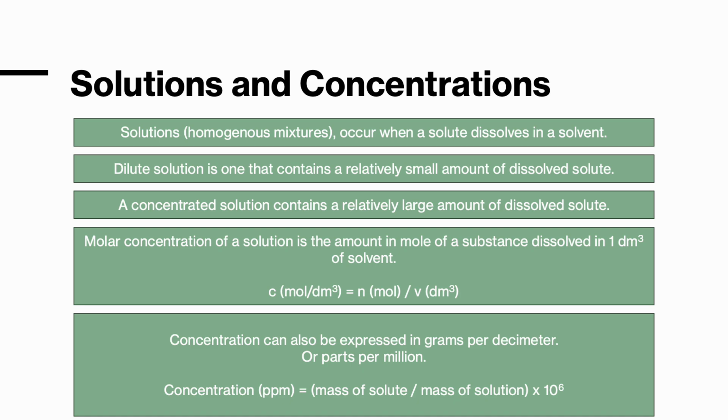However, concentration can also be expressed in grams per decimeter cubed, so instead of moles, that will be swapped out by grams, and it can also be expressed in parts per million. So concentration in parts per million will be the mass of the solute divided by the mass of the entire solution times 10 to the power of 6.